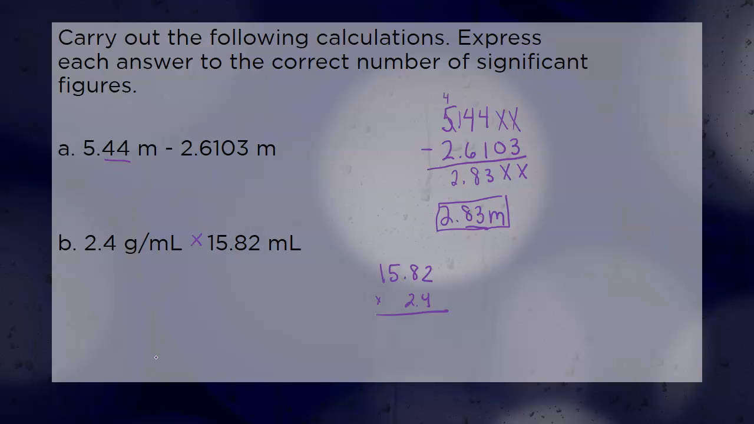But I don't want to use that whole big number. I only have 2 sig figs in one of the numbers. So this one has 2 sig figs. This one has 4 sig figs. Like I said, go with the weakest link. We're going to round this up to 38. And then because it's milliliters, those are going to cancel out, and we get 38 grams.